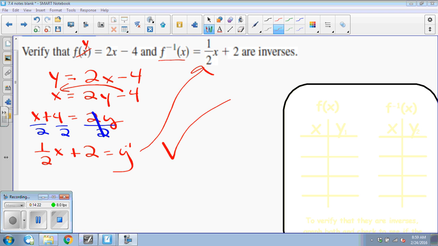How will looking at the table help us figure out if they're inverses? They will match up perfectly. They're not going to match up perfectly. If they match up perfectly, there will be the opposite. Because the x's and y's have to be reversed.